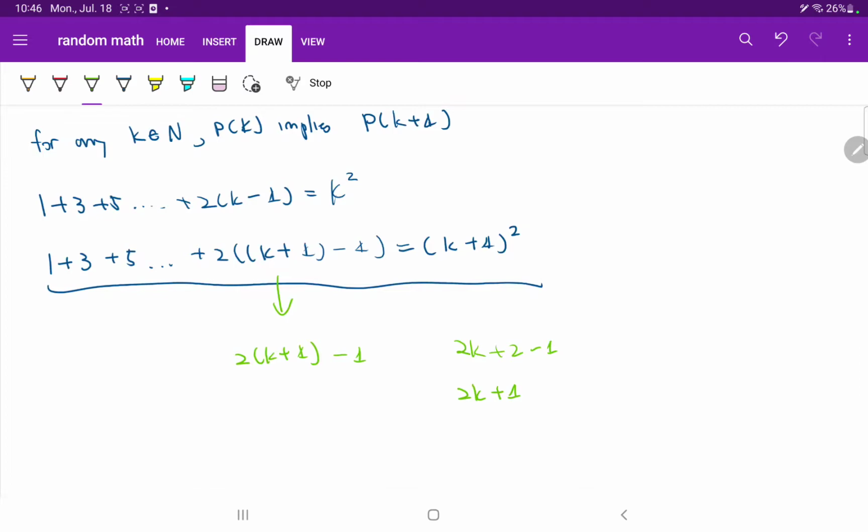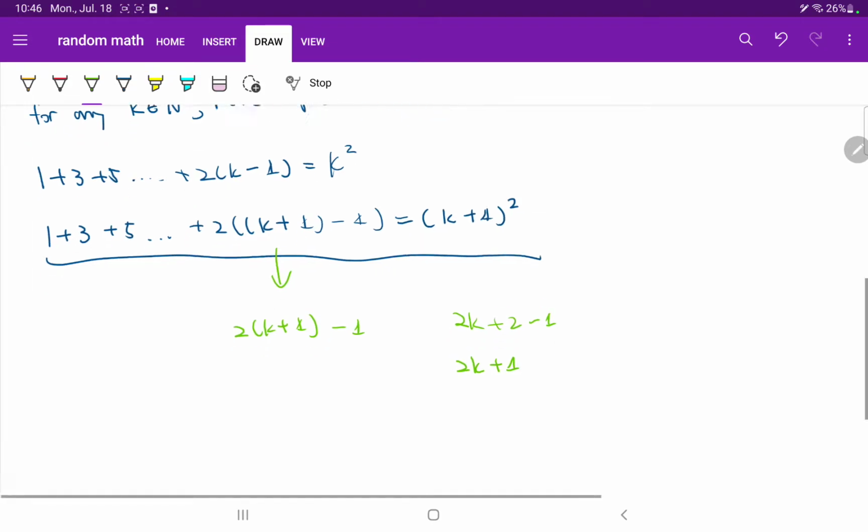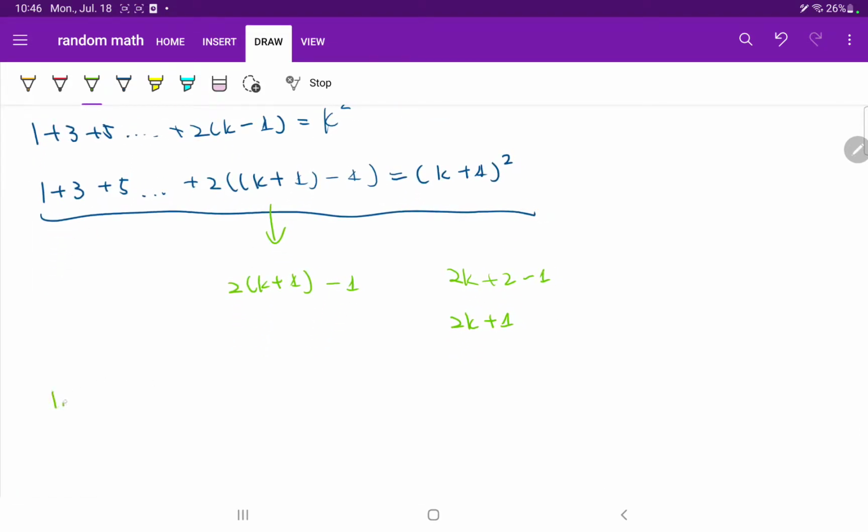We know that each individual number in the sequence is an odd number. So if it's 2k plus 1, what is the term before 2k plus 1? Obviously it's 2k minus 1. So it goes 1, 3, 5, and so on, 2k minus 1, 2k plus 1. It makes sense because 2k is in between, and these two are both odd numbers. So we first observe that this is essentially 2k plus 1.